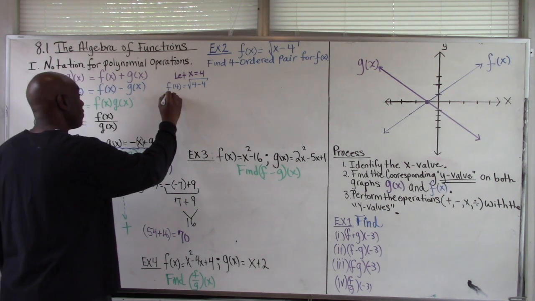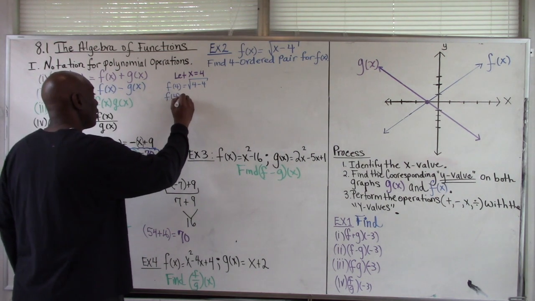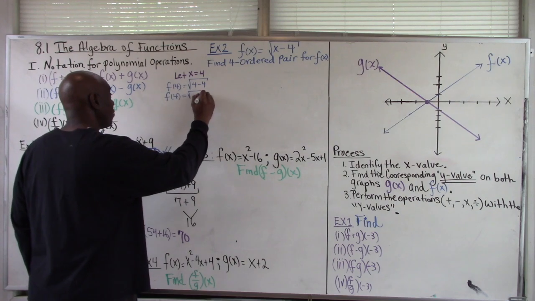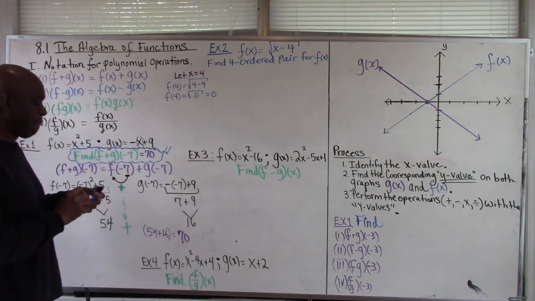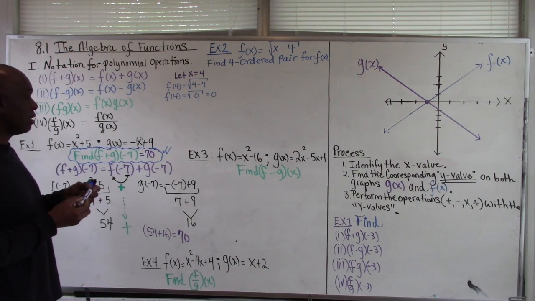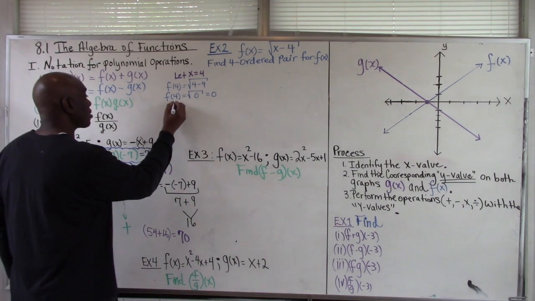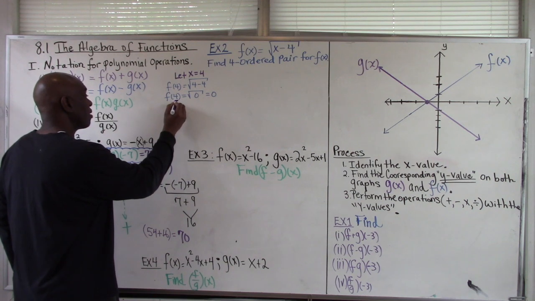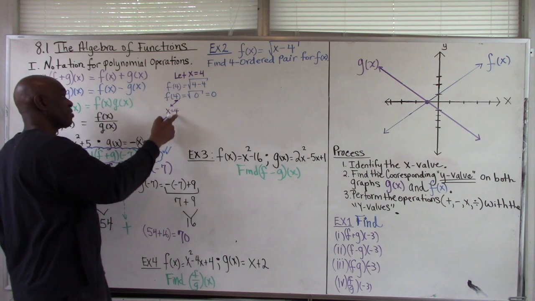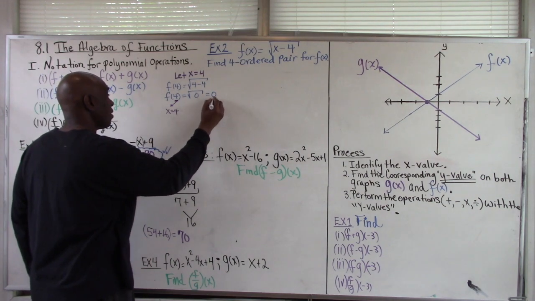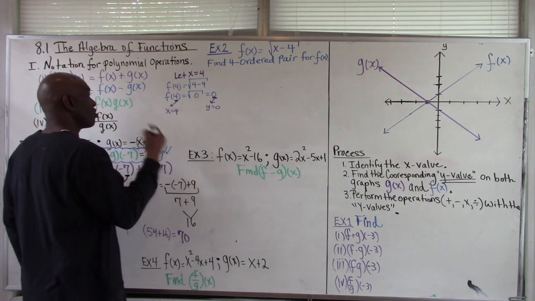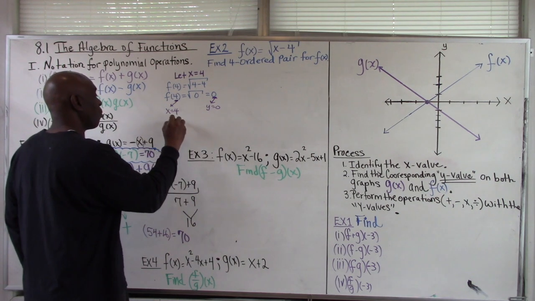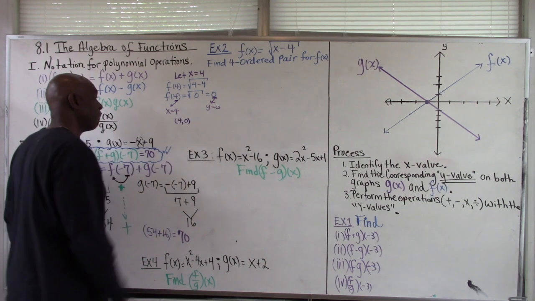And so f of 4 equals the square root of 0, which is 0. All right? So what does this mean? This means that when x is 4, that's where we started. When x is 4, this is the y value. Then y is 0. So my first coordinate point is 4, 0.